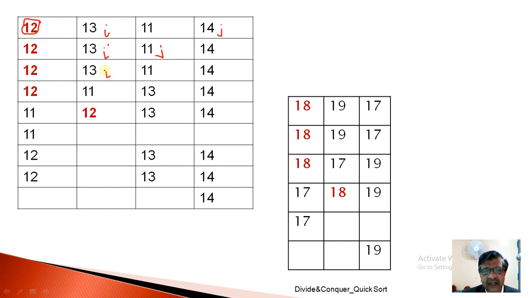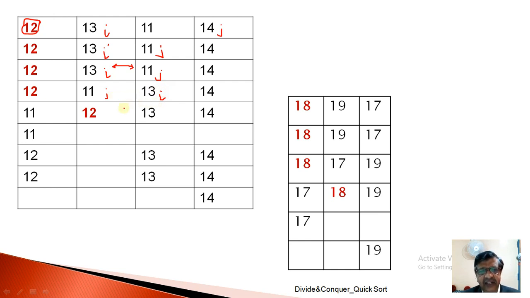So i is here, j is over here. Swapping will take place because i has not crossed j, nor has j crossed i. Therefore 11 will come over here and 13 will go over here. Then once again i is here only and j is here only. Then j will come and sit over here, and i will move over here and stop, and j will stop over here because 11 is lesser than 12 and 13 is greater than 12.